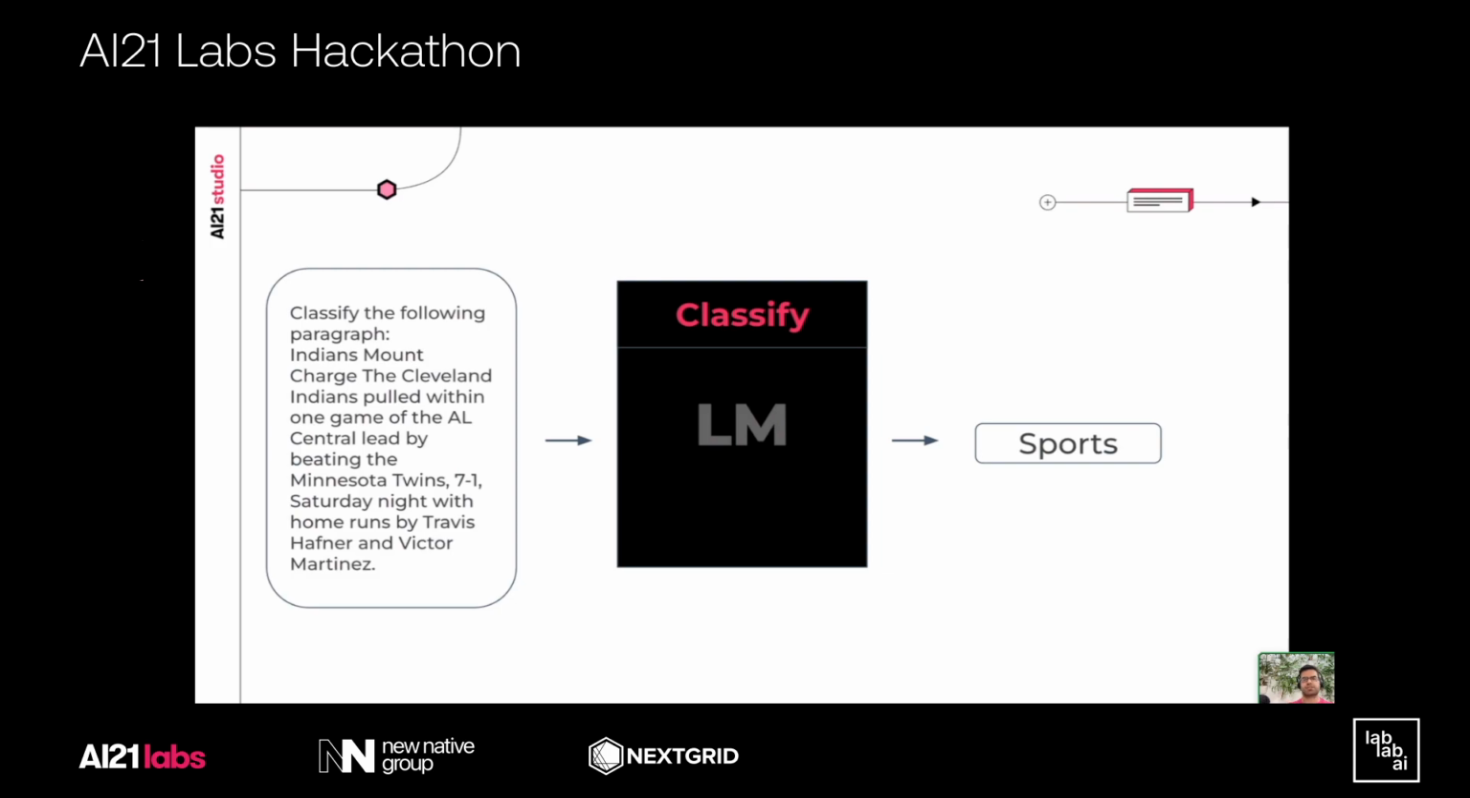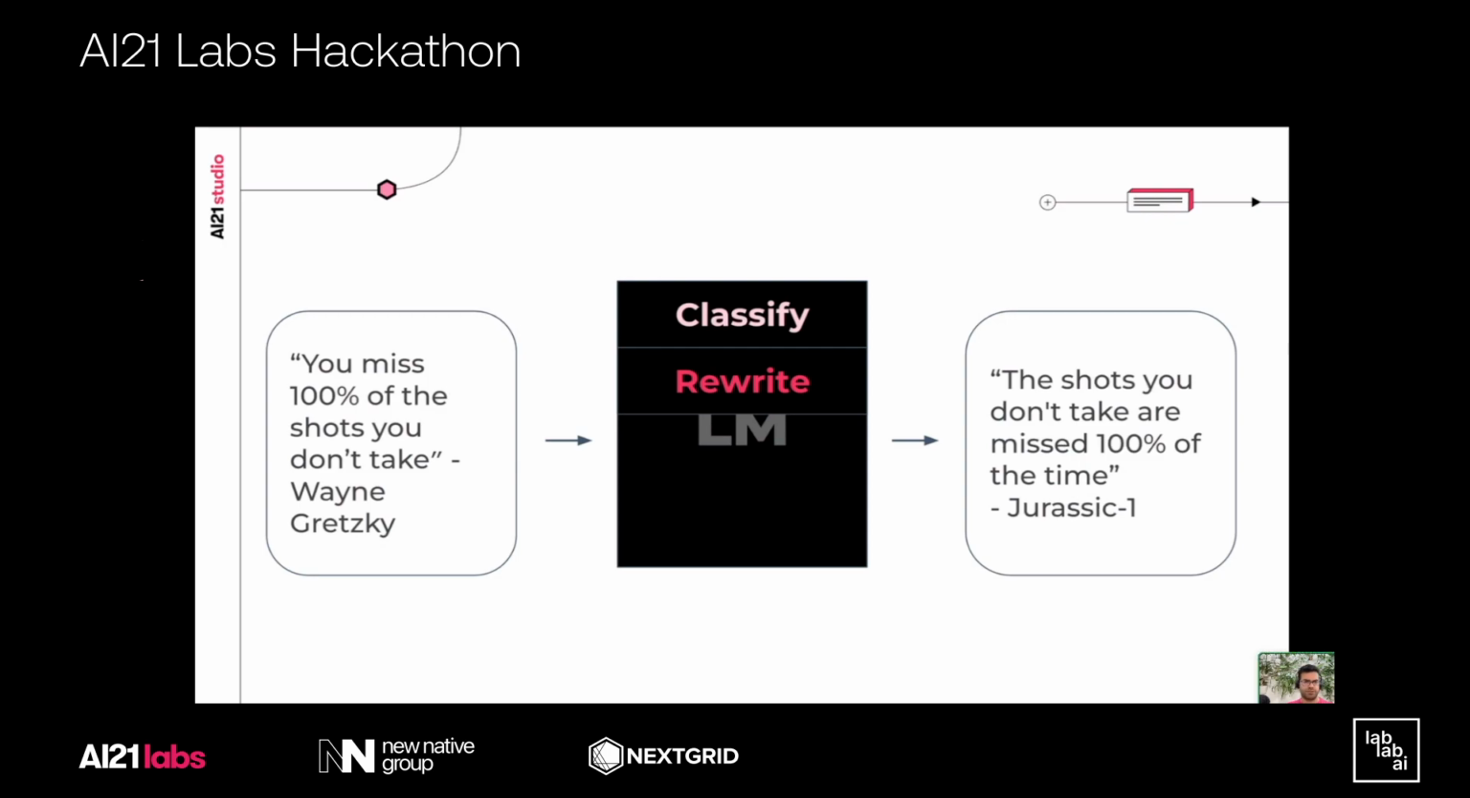So you can use this model to classify, for instance. You just tell it in the input, classify the following paragraph, blah, blah, blah, blah, and it will tell you this is sports. You can use it to rewrite, right? So let's say you enter this quote, "You miss 100% of the shots you don't take" by Wayne Gretzky, and then the model outputs, "The shots you don't take are missed 100% of the time."